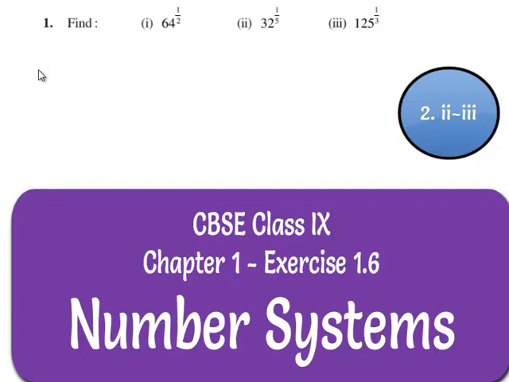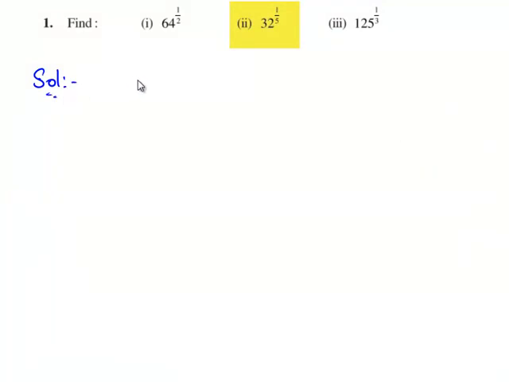Now let us move on to the second bit of the question. So the second bit given is to find 32 raised to the power of 1 by 5. Now let us write 32 in its irreducible factors. This can be written by finding the prime factors of 32.